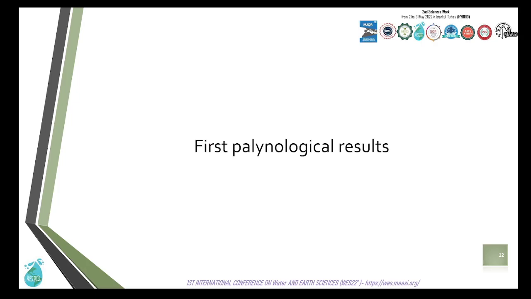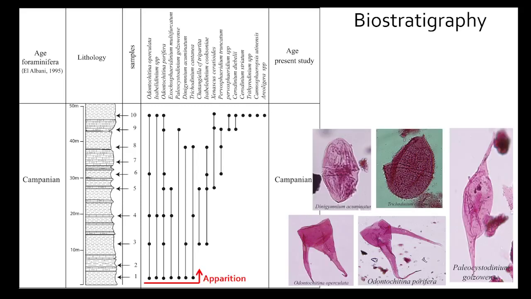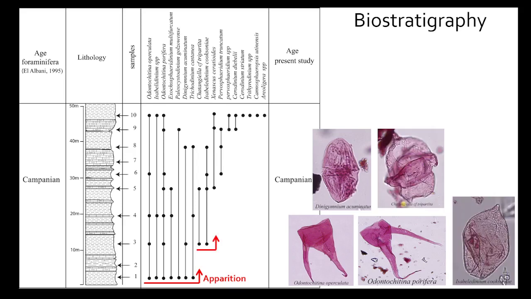First results, biostratigraphic. A simple, diverse and rich association of dinoflagellate cysts. Beginning with sample number 1, we have the presence of Odontochitina operculata, Odontochitina porifera, Palaeocystodinium golzowense, Dinogymnium acuminatum. At the level of sample number 3, we have the appearance of Chatangiella tripartita and Isabelidinium cooksoniae.